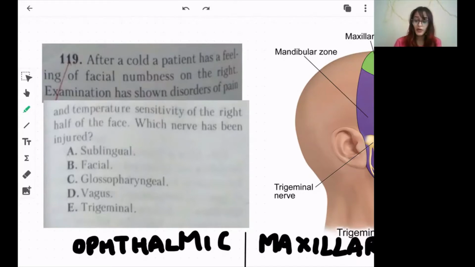So let's move on to question number 119. After a cold, a patient has a feeling of facial numbness on the right. Examination has shown disorders of pain and temperature sensitivity on the right half of the face. Which nerve has been injured?